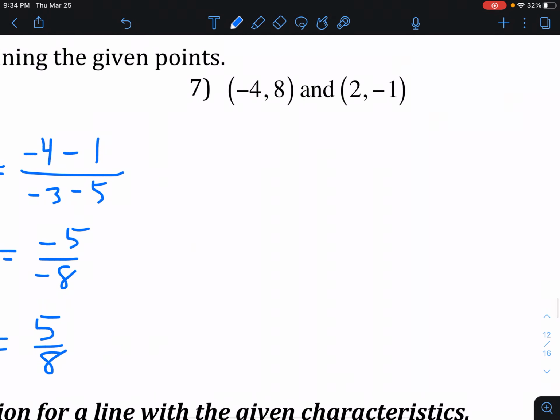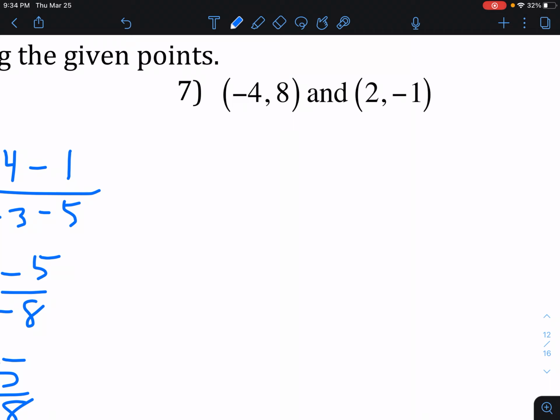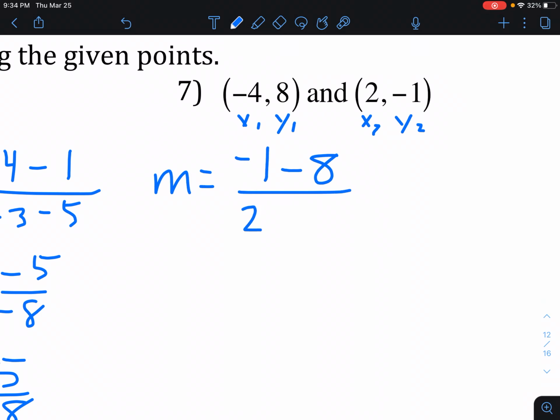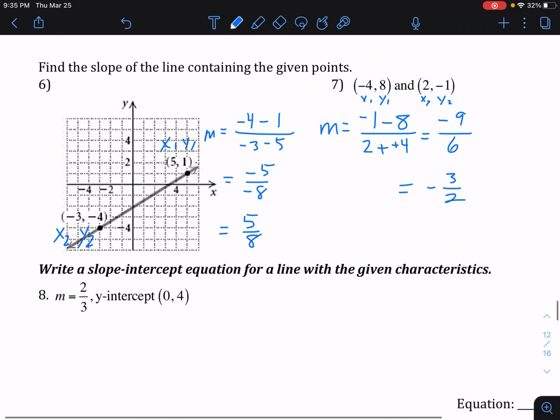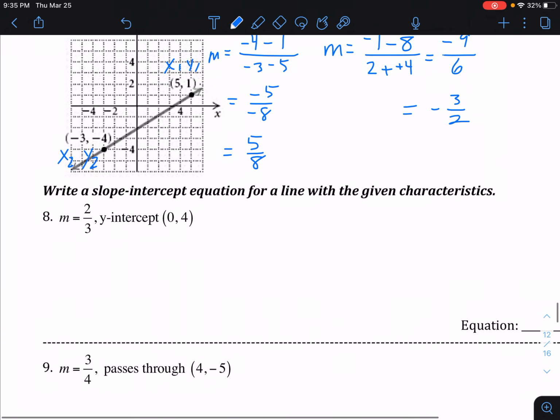All right, so formula again here, x1, y1, x2, y2. So y2 minus y1 divided by x2 minus x1. On the top, they subtract to get -9. On the bottom, change the double negatives to a plus, and that'll be 6. Each of those numbers divides by 3, so -3/2. So that's a warm-up to going into the following problems.